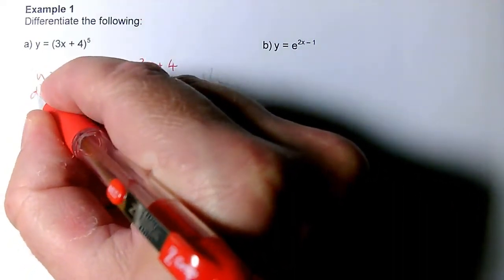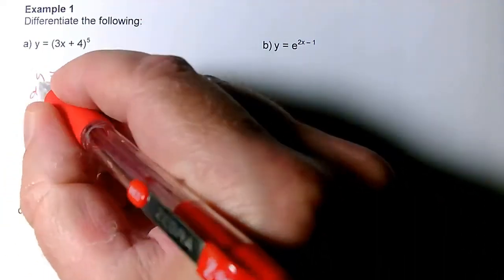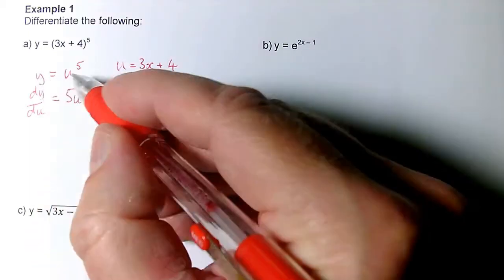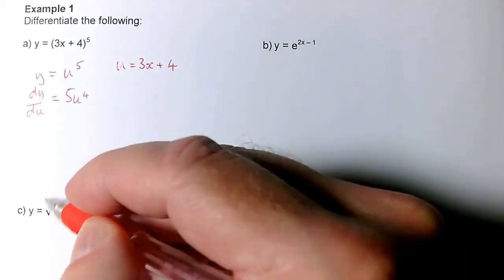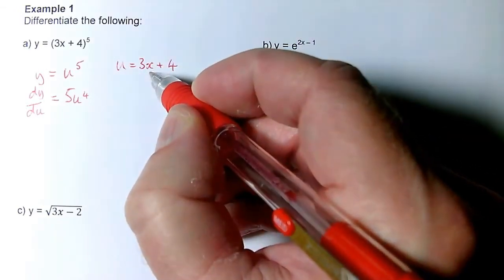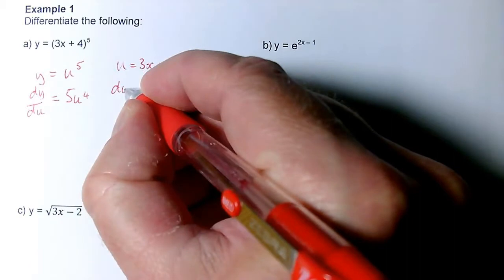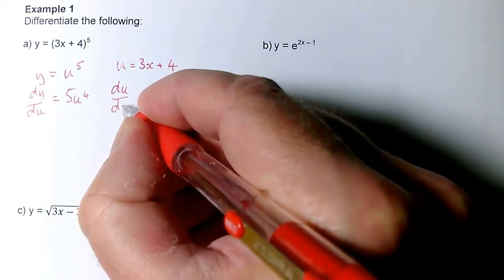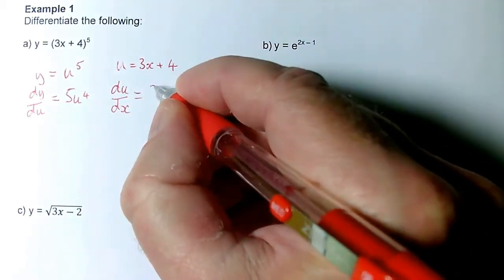So this is dy by du, because we've got a y where it would normally be, we've got a u where the x would be. And when we differentiate this, we've got a u where y would normally be, we've got an x where it would normally be, so we're going to get du by dx here, not dy by dx. And if I differentiate this, I just get 3.